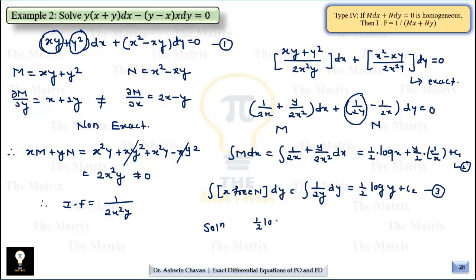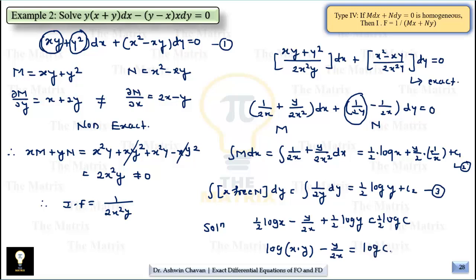So we get half of log x minus y upon 2x plus half of log y equals, we will take for a moment the constant as half of log c. If we multiply throughout by 2, the half is cancelled throughout. So we get log x plus log y is log of x into y, minus y by 2x equals log of c, or only c. C is an arbitrary constant. We can put it as anything.